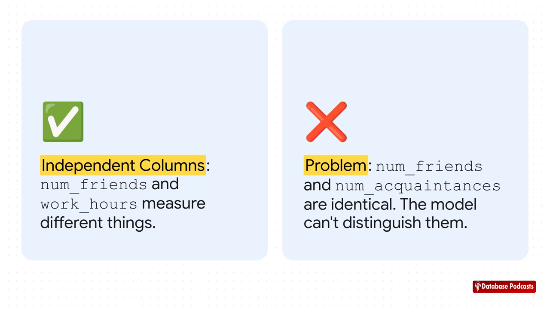You can't have one column that's just a simple combination of another. The most obvious and problematic example would be just including the exact same data twice under different names. Like if you had a column for num friends and another one called num acquaintances, that was literally just a copy. The model would have no idea how to assign credit because the information is totally redundant.